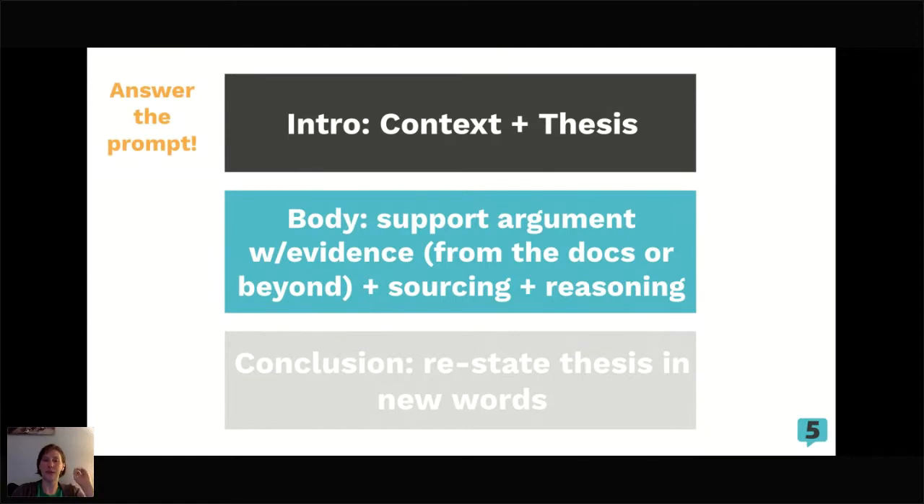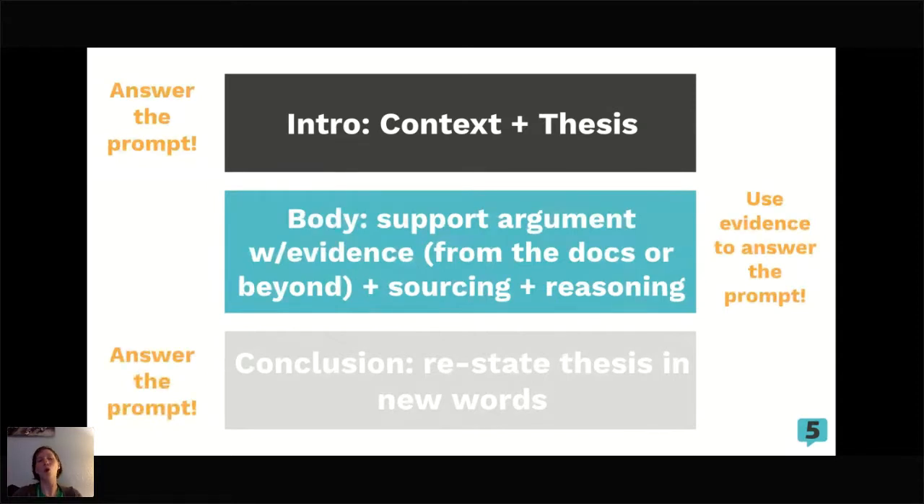But the big idea here is you answer the prompt, you use evidence to answer the prompt, and you answer the prompt some more. Because AB stands for answer the prompt. And no matter what structure you use, or how good your formatting is, or your spelling, or your conventions of any kind, if you are answering the prompt, you are setting yourself up for success. Make a claim, give some reasoning, expand on that with evidence, and explain your thinking throughout the course of your essay using the documents, and that's the key to a good DBQ.